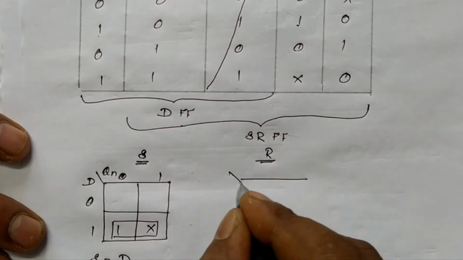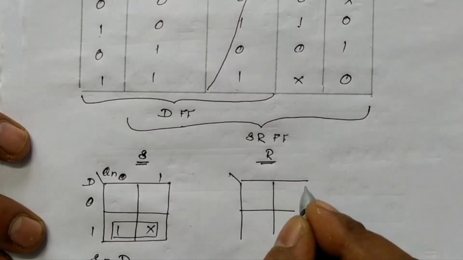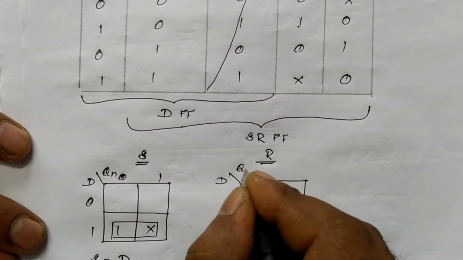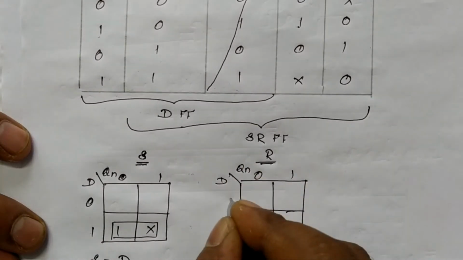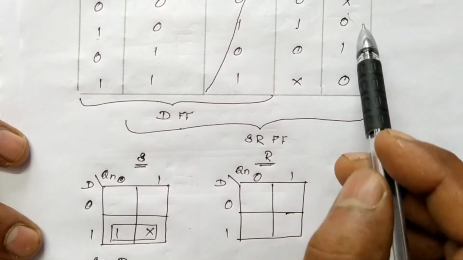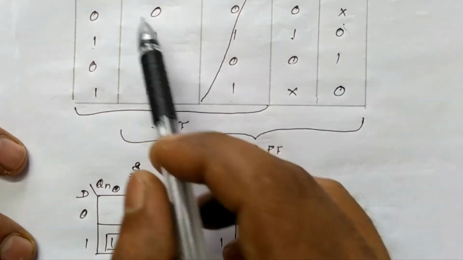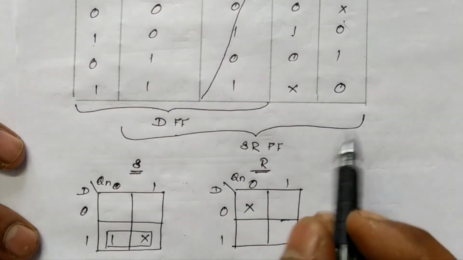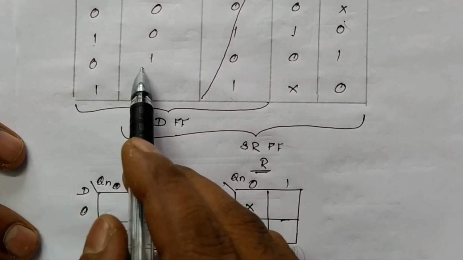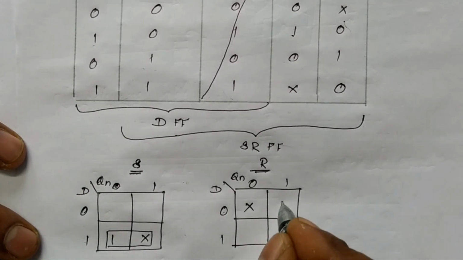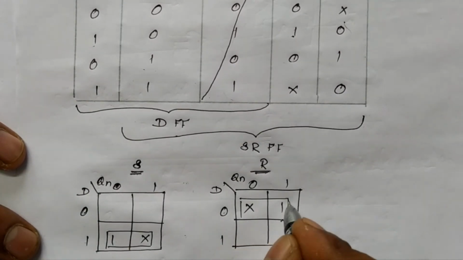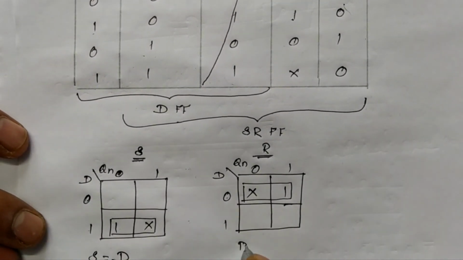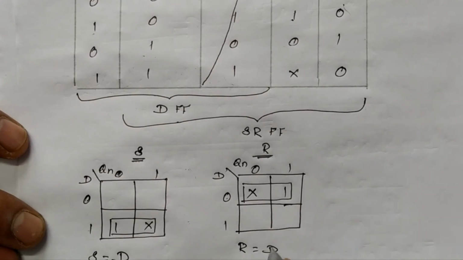Then likewise for finding R, it's a two-variable K-map. Here the inputs are D and Qn, 0 1 and 0 1. First we are having don't care for the condition 0 0, so it's don't care. The next one, we are having 1, the respective input is 0 1 0 1, therefore we need to make it 1, and we can make it a pair. Therefore the R value is D bar.